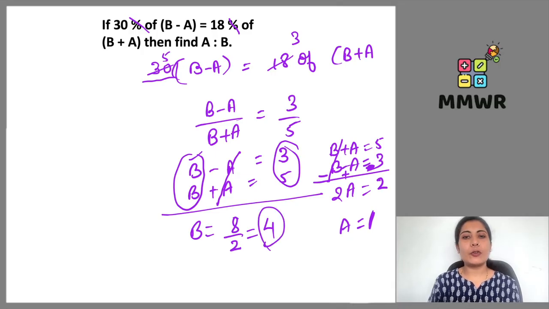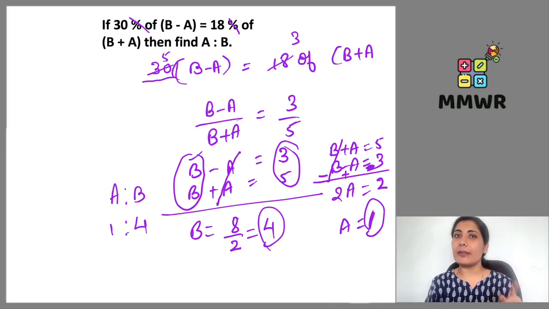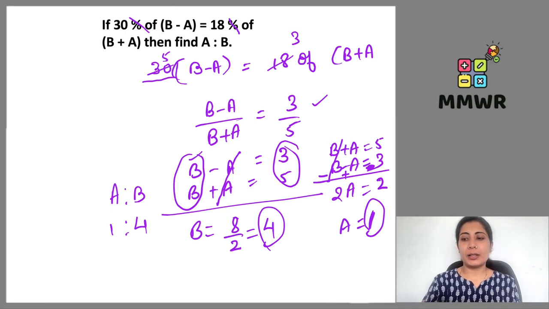So value for B is 4, value for A is 1. So ratio of A and B is 1 is to 4. You can cross check also. A plus B, 1 plus 4, 5 we are getting, and A minus B... so sorry, B minus A gives me 4 minus 1, which is 3. Okay. So likewise, we simplified it to get the value of A and B.